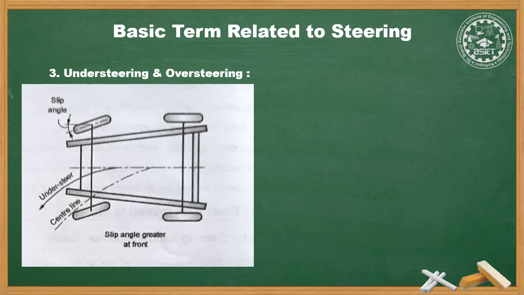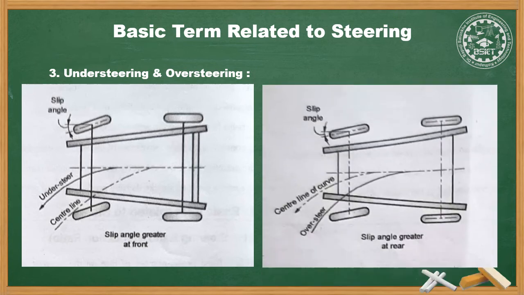That is to turn into the curve more than the driver intended. That is oversteer, as shown in the figure aside. That is, when the slip angle is greater at the rear wheel than the front, the vehicle tends to oversteer. Oversteer is to turn the vehicle more than the driver's intention.